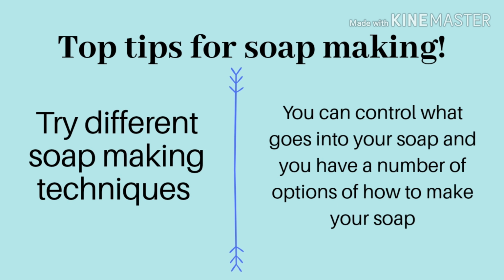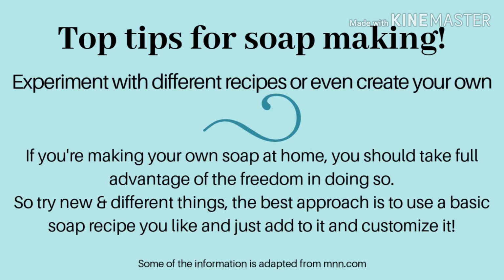You can control what goes into your soap, and you have a number of different options of how to make your soap, so you can try different soap making techniques if you want to. The last tip for soap making is to experiment with different recipes or even create your own. If you're making your own soap at home, you should take full advantage of the freedom in doing so. So try new and different things. The best approach is to use a basic soap recipe you like, and you can just add to it and customize it the way you want.